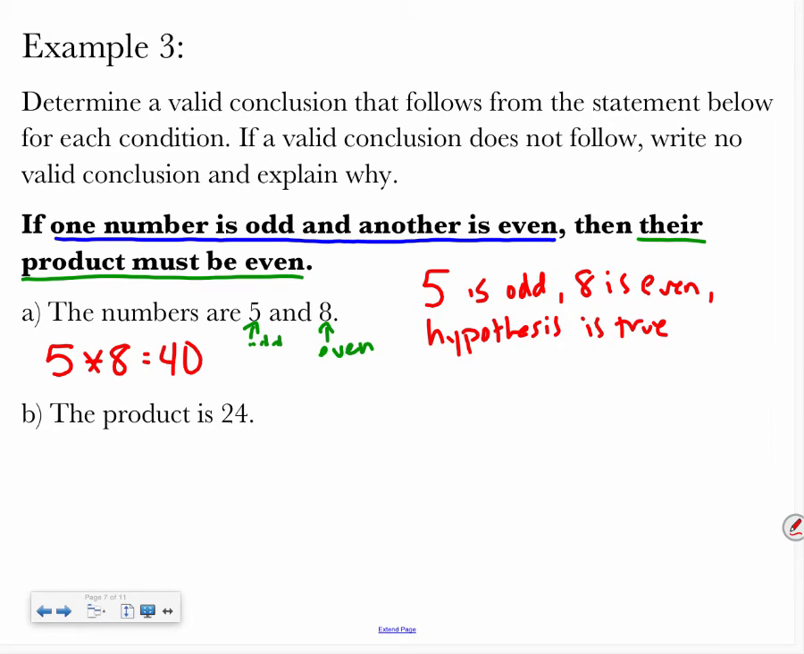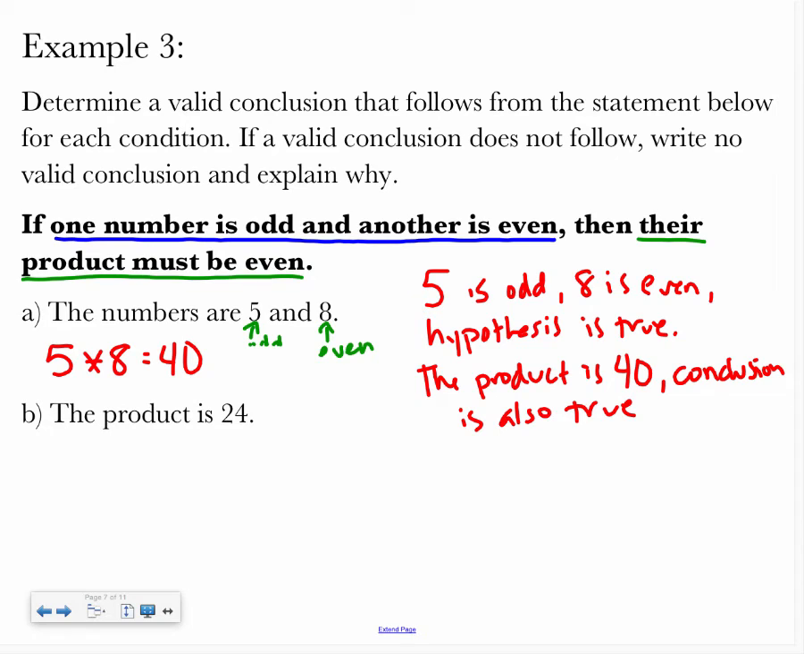This is what I want to see on your paper. I know I verbally said that, but I want to demonstrate what I want to see on your paper. So you need to show me that the hypothesis is true. And then you'd say the product is 40. So the conclusion is also true. Okay, that's what you would write for your first answer.